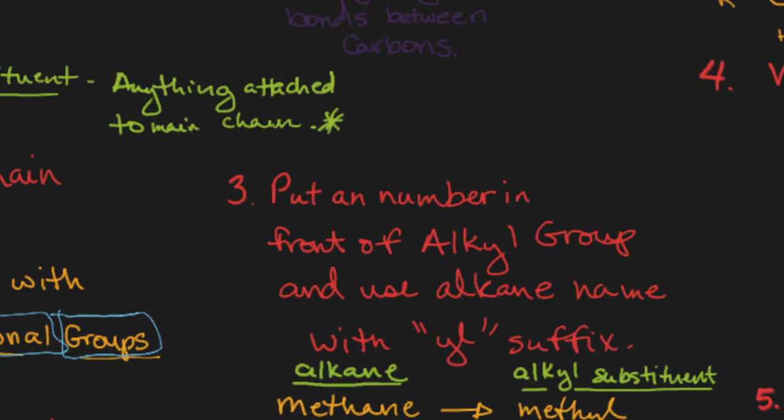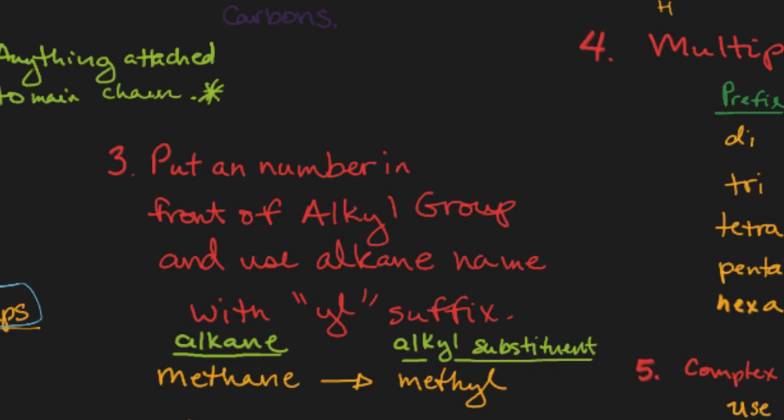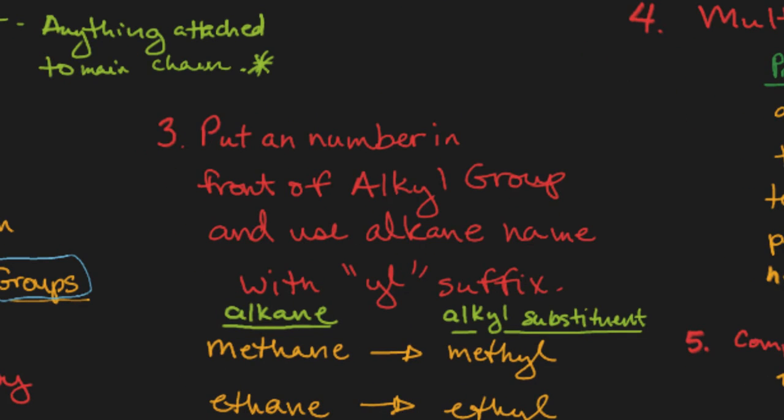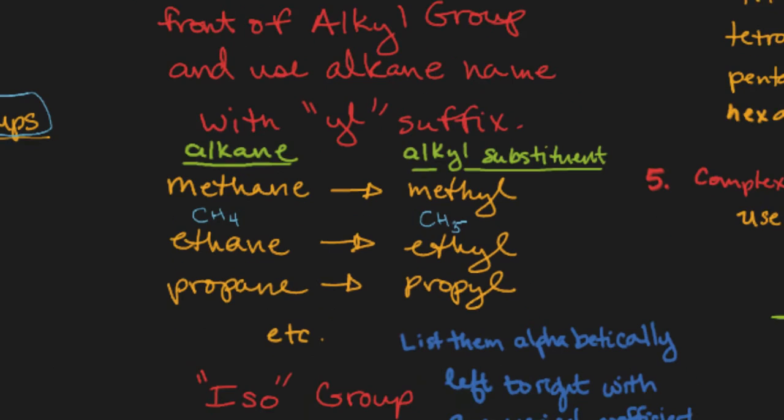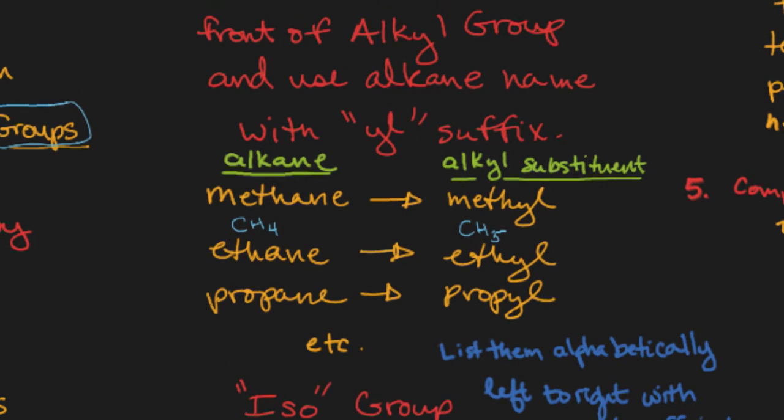Then you're going to put a number. If you have an alkyl group as a substituent, meaning you have something like methane, but it's not CH4, it's CH3, that's called an alkyl group. The compound methane is CH4. But if we take off one of those hydrogens and bond it to a main chain, it becomes CH3 with a line like that. Same thing with any one of those alkanes.